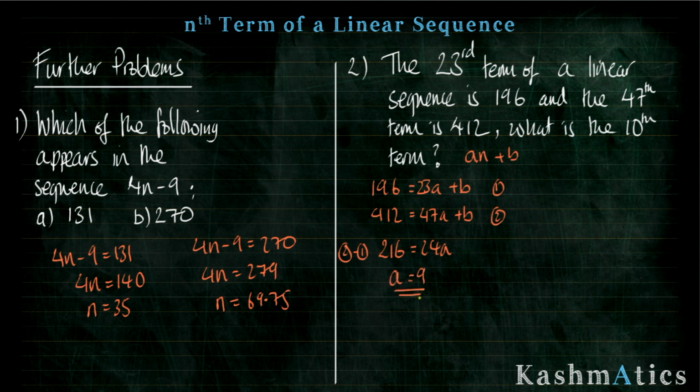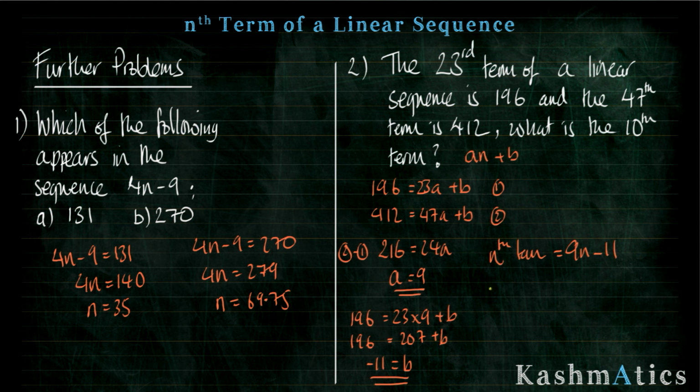Okay, so I know a equals 9. Now if I substitute that back into equation 1, I get 196 is equal to 23 times 9 plus b. So I get 196 is equal to 207 plus b. And if I subtract 207 from both sides, just need to be careful here, I get minus 11 equals b. All right. Now that means my nth term rule is equal to, remember it's an plus b, so 9n plus b. In this case b is minus 11, so it's 9n minus 11.